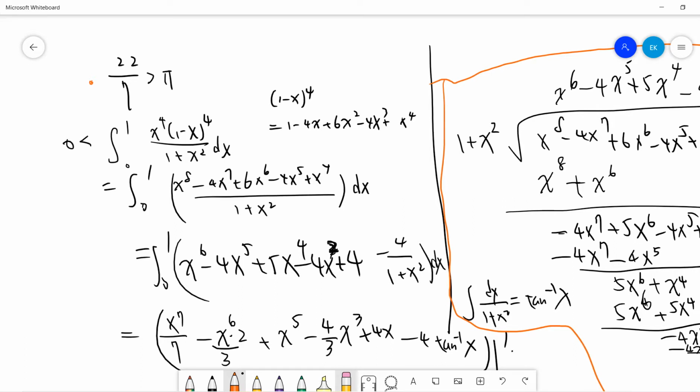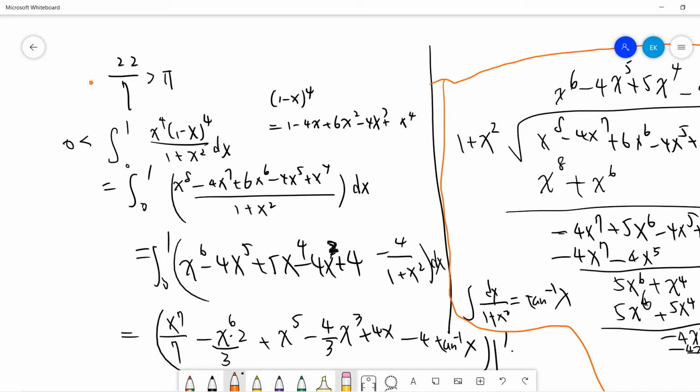Our starting point is this function. It is greater than or equal to 0 on the interval 0 to 1, it is 0 at 0 and 0 at 1, but positive on the open interval (0, 1). You can expand (1 minus x) to the power 4 by the binomial expansion: x to the 4 minus 4x cubed plus 6x squared minus 4x plus 1. If you multiply each term by x to the power 4, you get x to the 8 minus 4x to the 7 plus 6x to the 6 minus 4x to the 5 plus x to the 4.